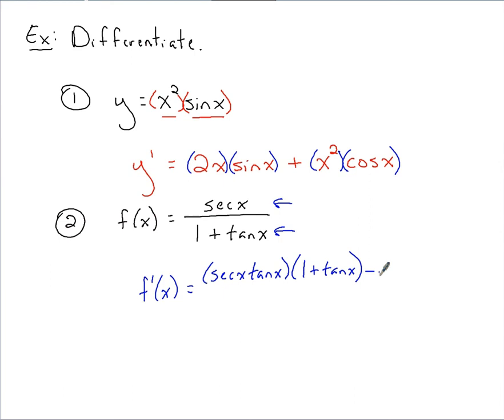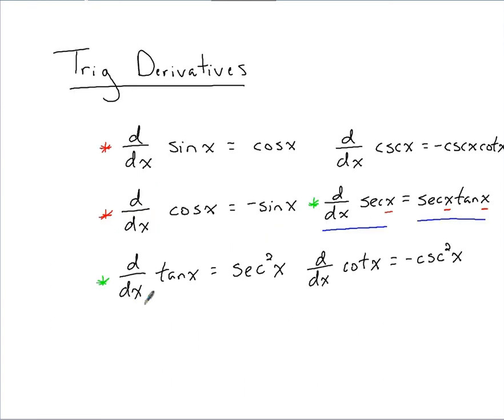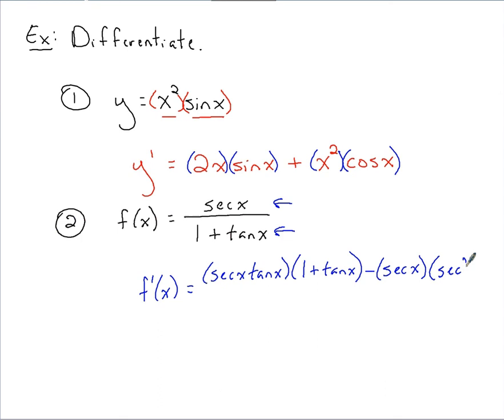Continuing with the quotient rule, you subtract the numerator, which is the secant of x, as is, and we multiply that to the derivative of the denominator, right? So 1 would go to 0. Derivative of the tangent of x is secant squared of x. So secant squared of x goes right here. And that is all over your denominator squared. So denominator unchanged, 1 plus the tangent of x squared. In an unsimplified form, there's your derivative.